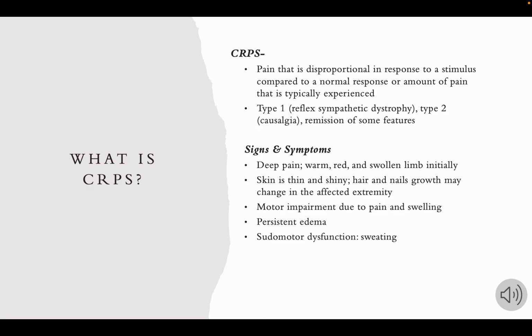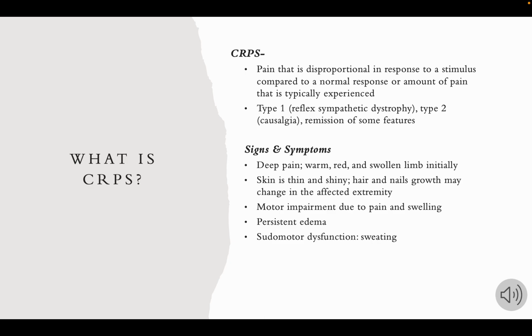Type 1 is 90% of cases where there is no nerve injury or damage present. Type 2 is where nerve damage is present. And the third type is when a person has remission of some features. Type 3 applies to patients who have previously met all of the criteria for CRPS, but in the present moment only have some criteria because of possible improvement.